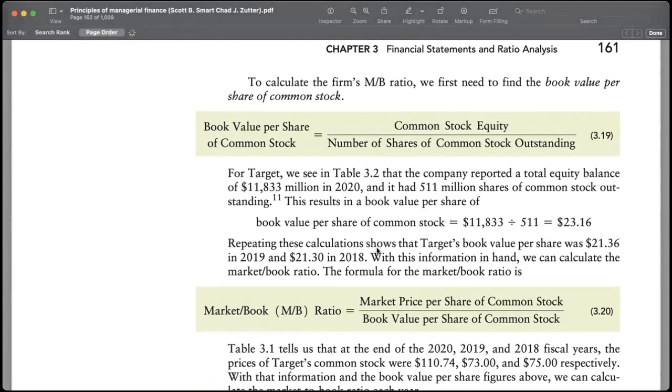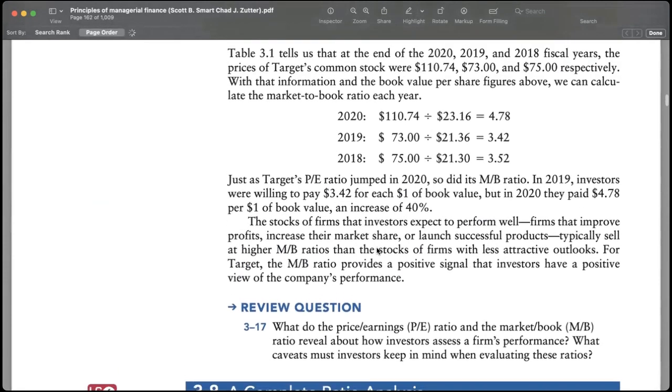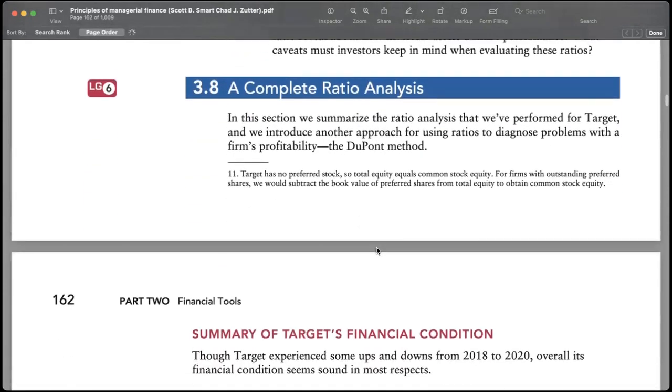Again, same thing, market price depends on the condition of the market, so you have to cross match it with other conditions. So that's all about all the ratios.